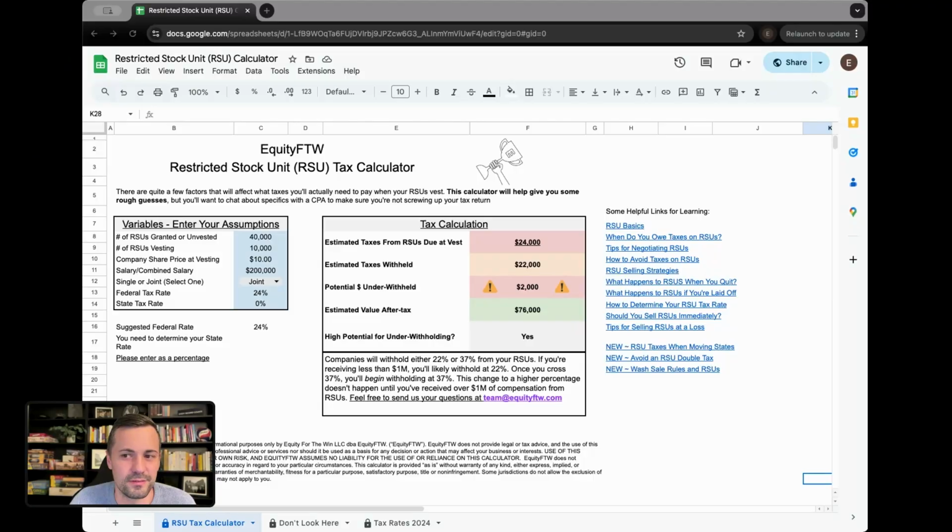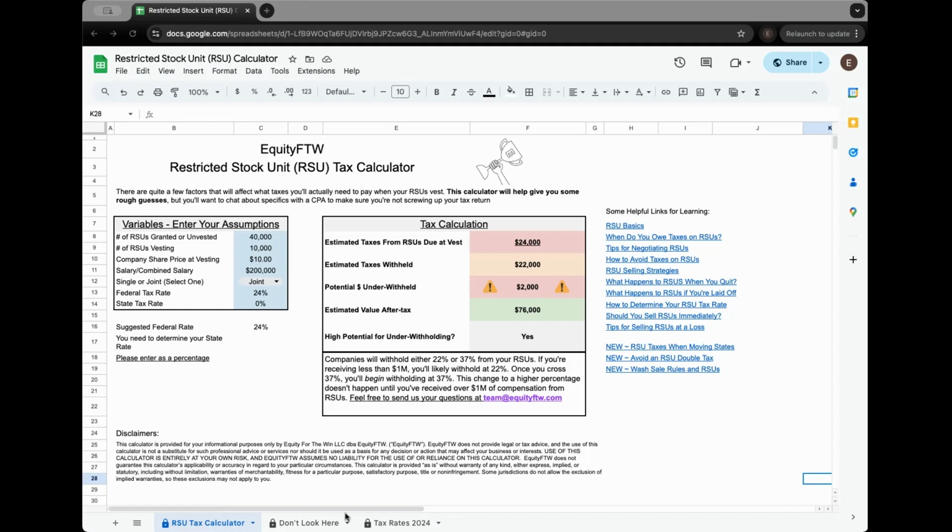Anyways, let's jump right in. I'll show you how to use the tax calculator, and most importantly, I'll show you some of the cool new changes. And I'm going to turn my face off so that way you don't have to see me. All right, so this is the new and improved RSU Tax Calculator.